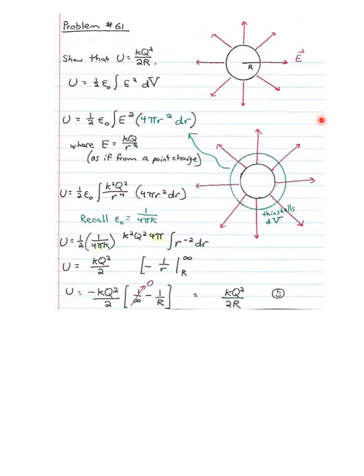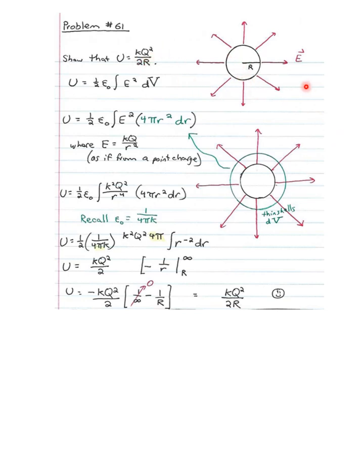Well, let's actually do a problem involving that. Let's look at number 61 in the back of the chapter. It says a sphere of radius r carries total charge Q distributed uniformly over its surface. Show that the energy stored in its electric field is U equals kQ squared over 2r. Okay, so it's a kind of physics problem I like, where it's telling us the answer. We just have to arrive at it. Show that U equals kQ squared over 2r.